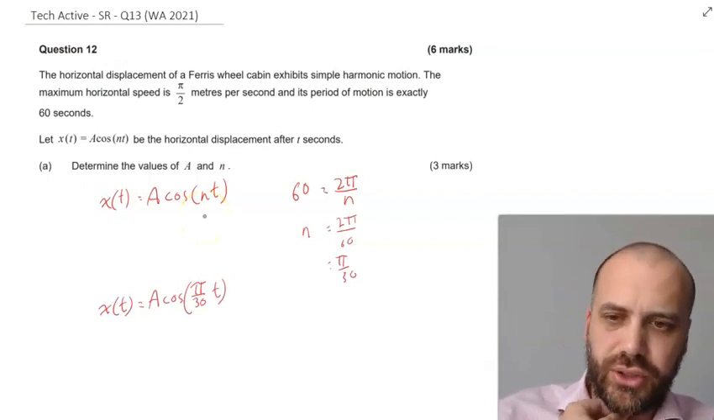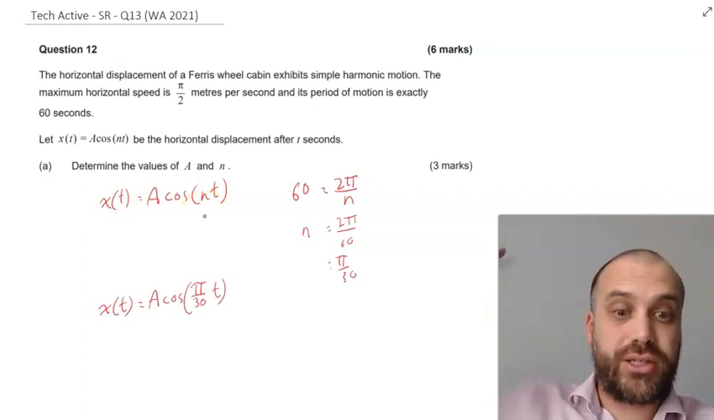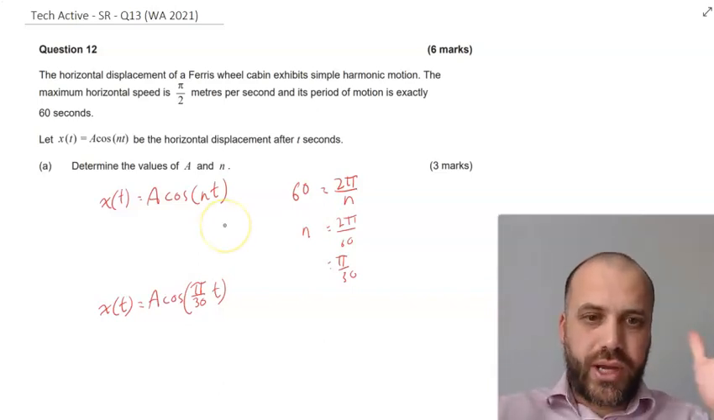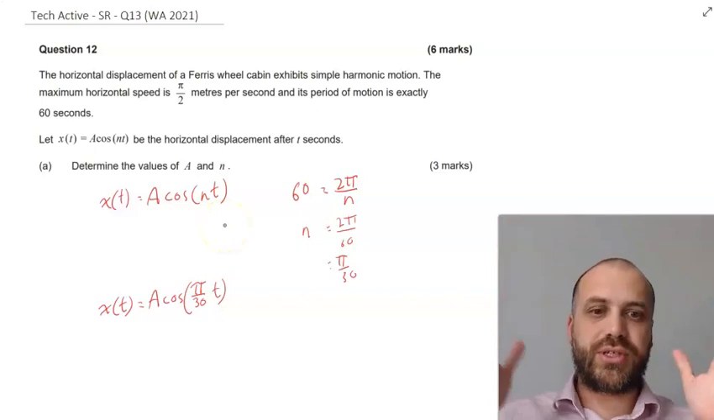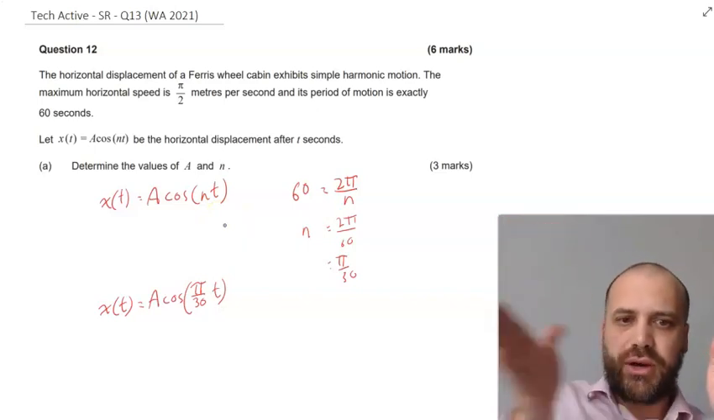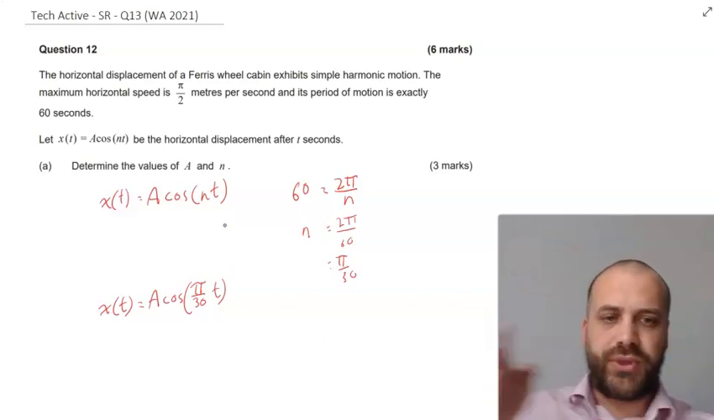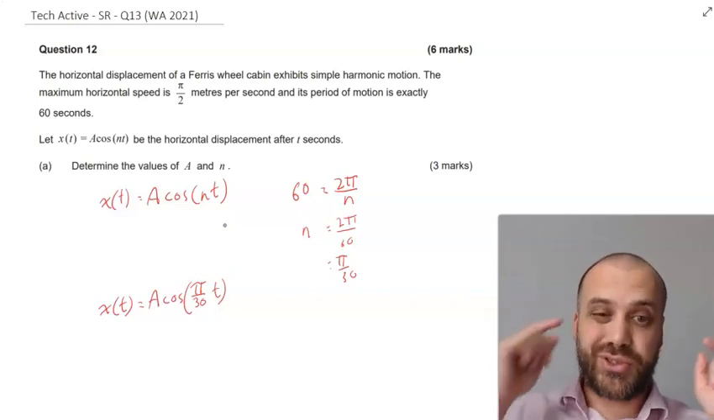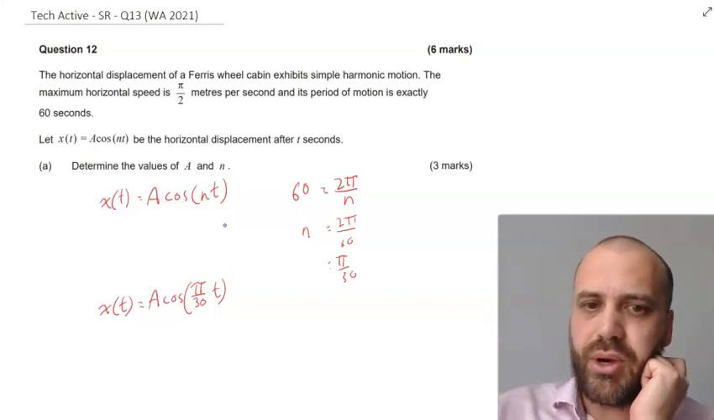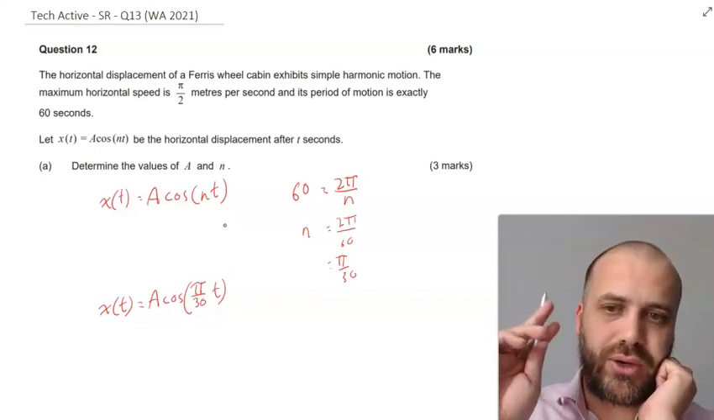Now, I'm not told the height of this Ferris wheel. I'm not told how wide this Ferris wheel is. It's a circle, so obviously width and height are the same. We're talking about horizontal displacement, the thing moving back and forth horizontally. So I don't know that yet, but I do know that its maximum horizontal speed is pi on 2.